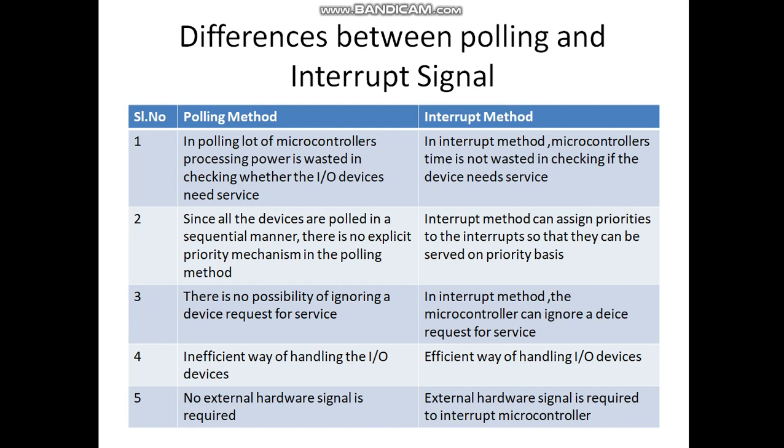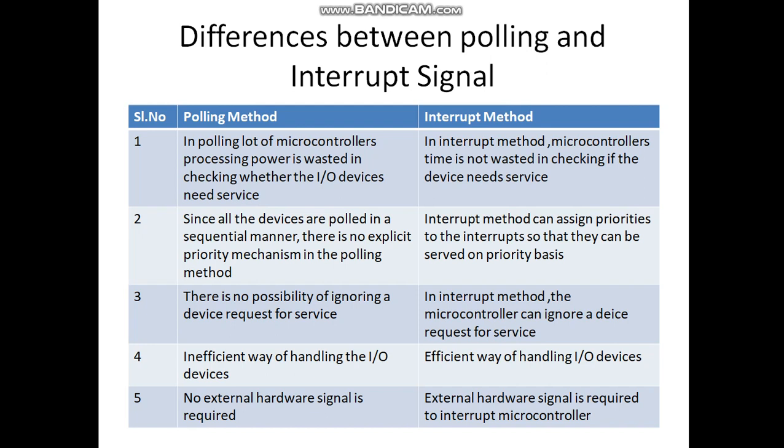Whereas in the case of an interrupt, the microcontroller will be performing some task, and whenever the device needs service, it will send an interrupt signal to the microcontroller. So in this case, time is not wasted in checking whether the device needs service.